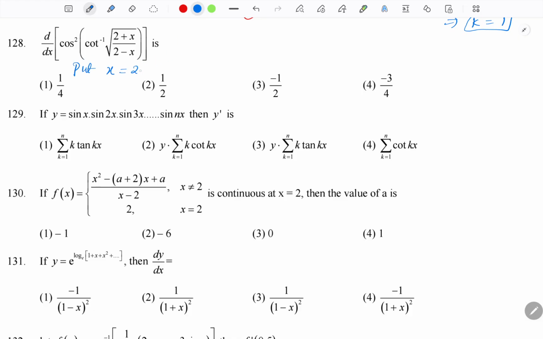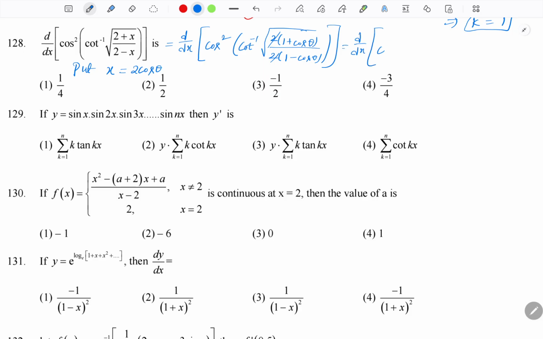Now put x is equal to 2 times cos theta. If I take this side, dy dx of cos square of cot inverse under root of, if I substitute x equal to cos theta, then I will take 2 outside, and in the numerator we get 1 plus cos theta and in the denominator 1 minus cos theta. Here 2 will be cancelled, then that equals dy dx of cos square of cot inverse.